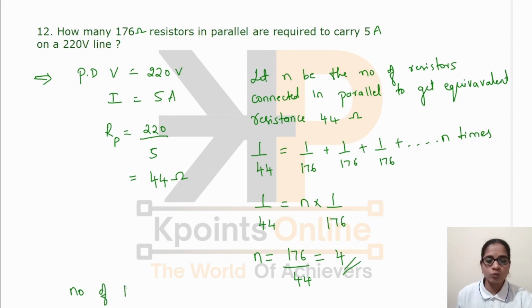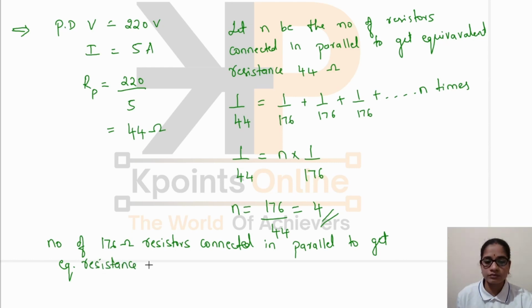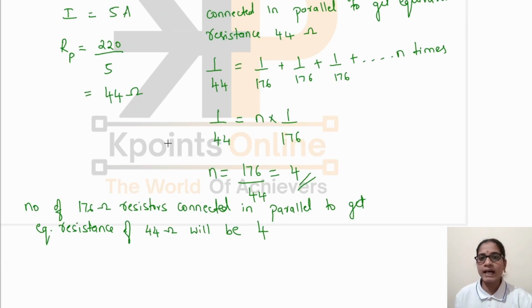Number of 176 ohm resistors connected in parallel to get equivalent resistance of 44 ohm will be 4. We have a shortcut formula for calculating the equivalent resistance when the resistors have the same value of resistance.